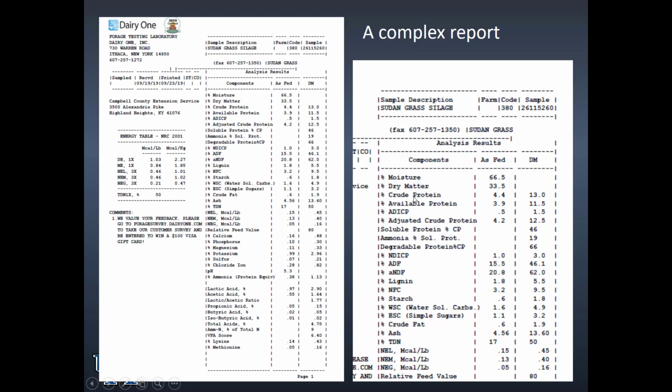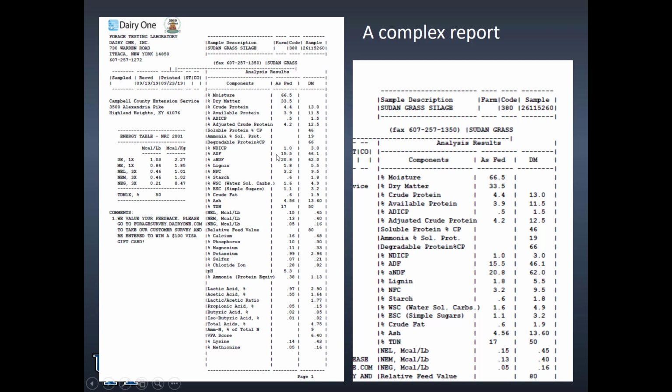This is a much more complex and comprehensive report. This is Dairy One. Actually, both of these, the Department of Ag and the Dairy One report, were NIR analyses. But you can see that, and one of the great things about NIR is that you can actually, from one scan, create or produce or measure, or estimate was the right word, many forage parameters.